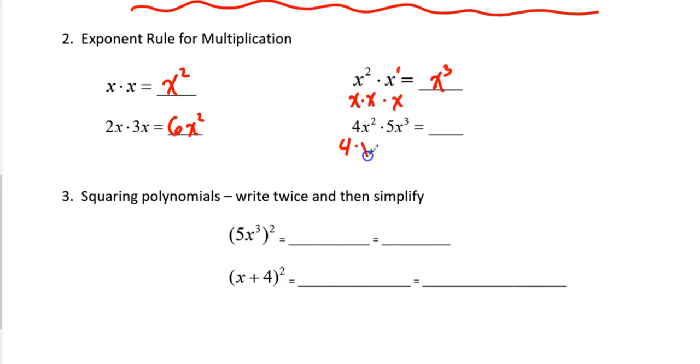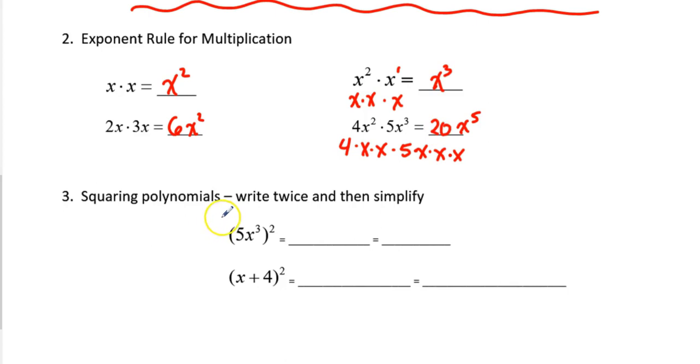Finally, I could probably write this one out. 4 times x times 5 times x times x times x. So I have to count. Okay, we have 4 times 5. I know what that is. That's 20. How many factors do I have of x? Well, looks like there's 5 altogether, right? So it's x to the 5th. So think back. What's your shortcut here? Okay, well, obviously you're going to add the exponents when you're multiplying. And the coefficients, we do what we always do, is multiply.